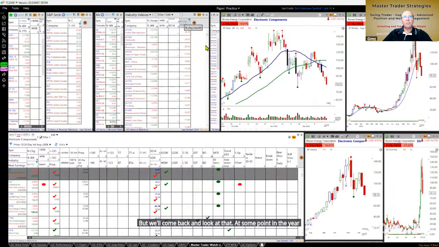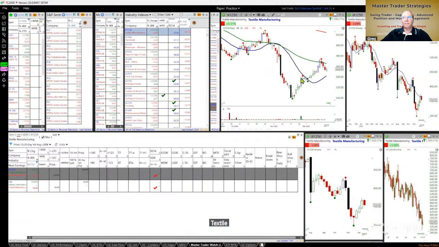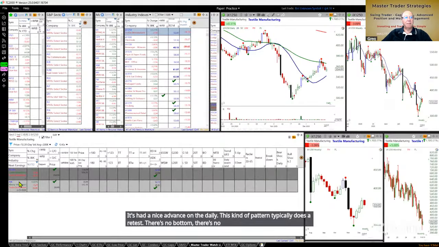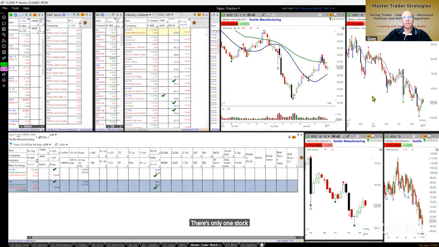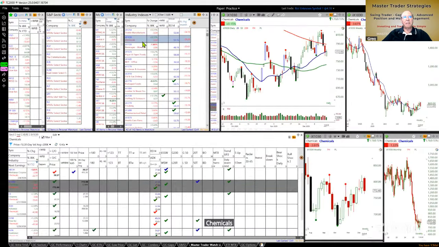But what's done the worst this year? Textile manufacturers. Still in a downtrend on the weekly. It's had a nice advance on the daily. This kind of pattern typically does a retest. There's no bottom. There's no pattern here. There's only one stock in it, which is going to look just like that. It's only one stock. Chemicals, materials have done bad this year.